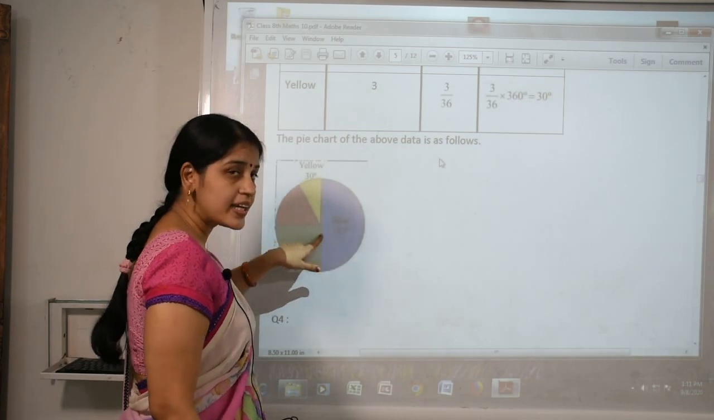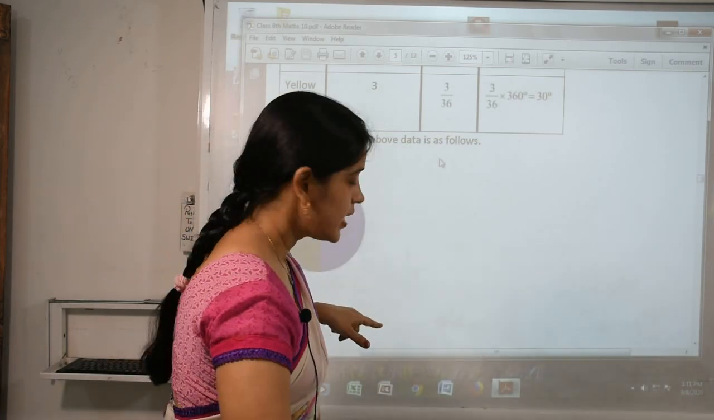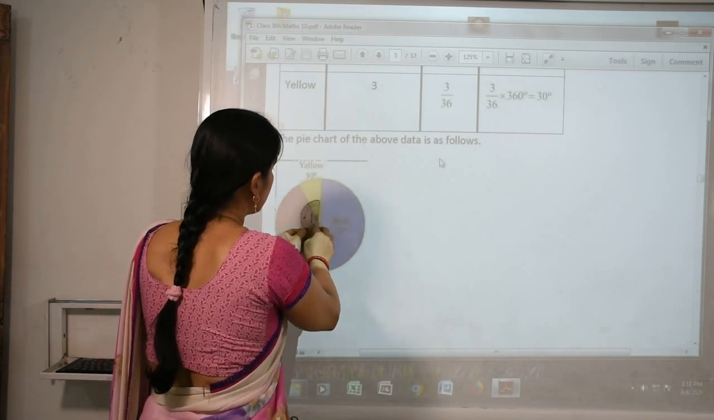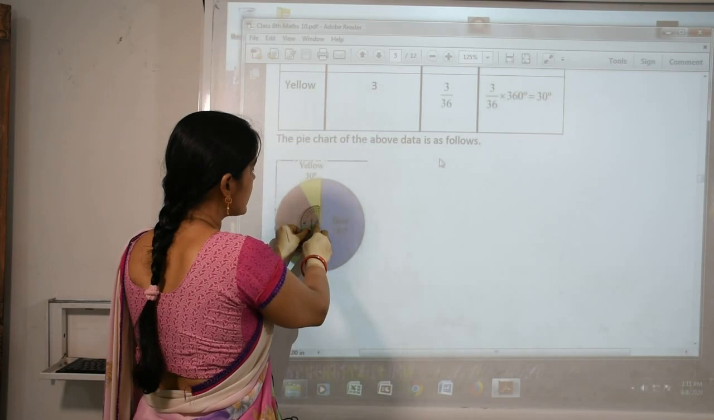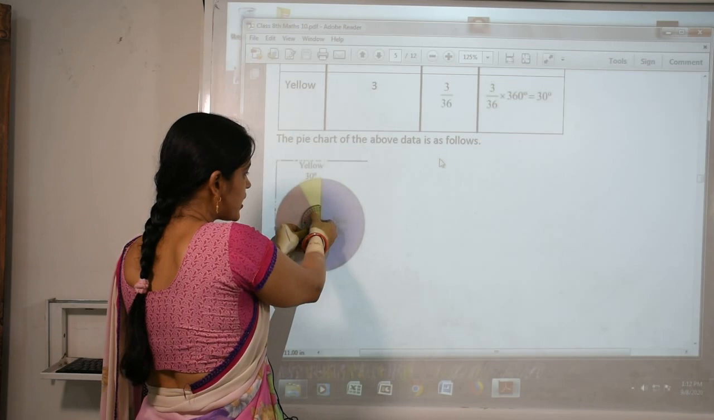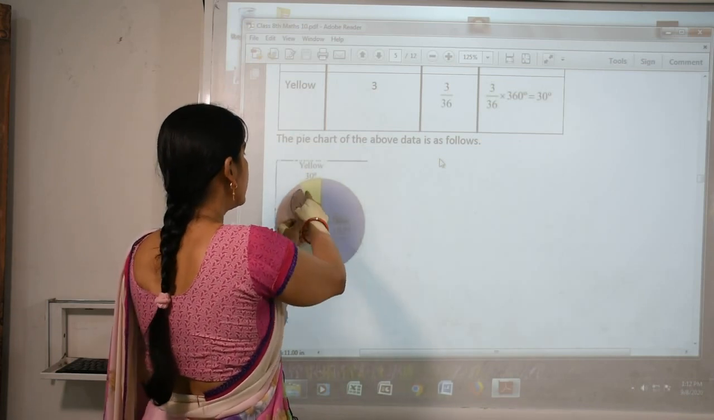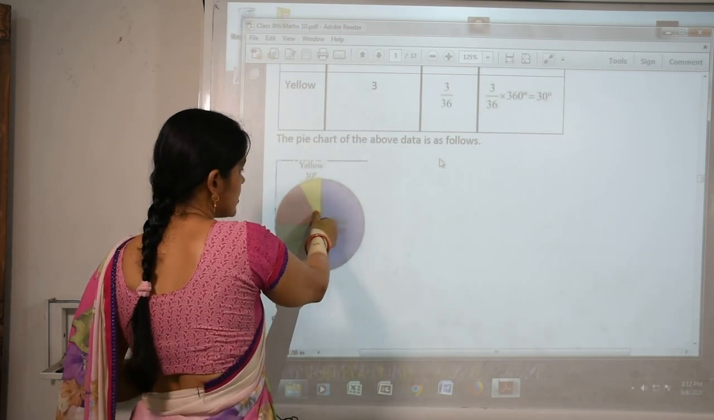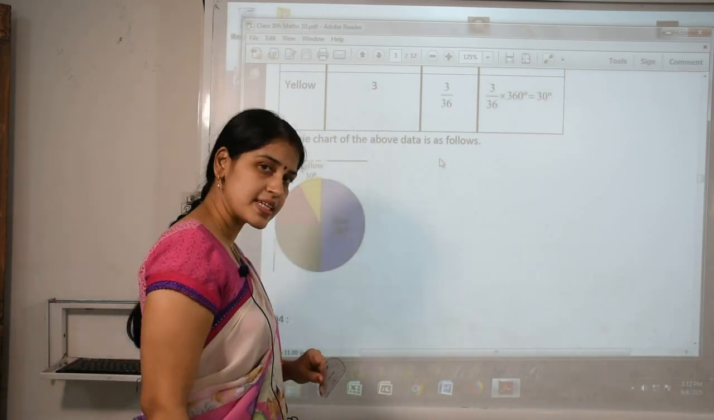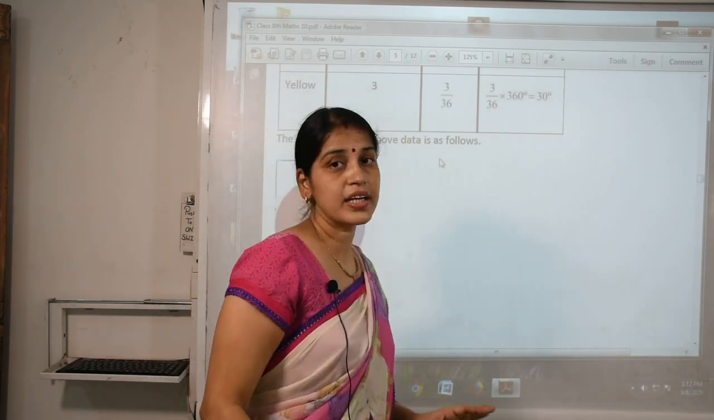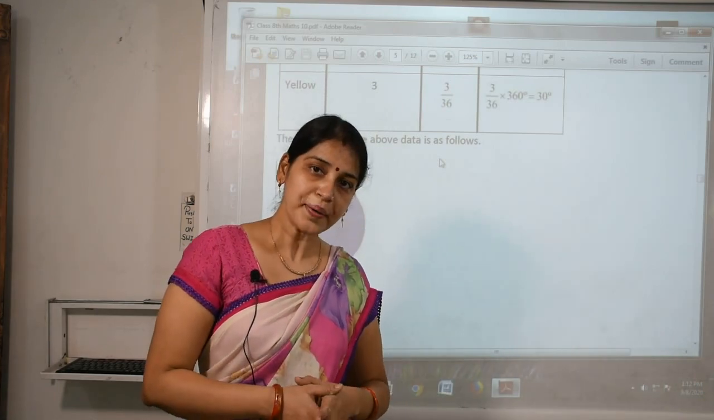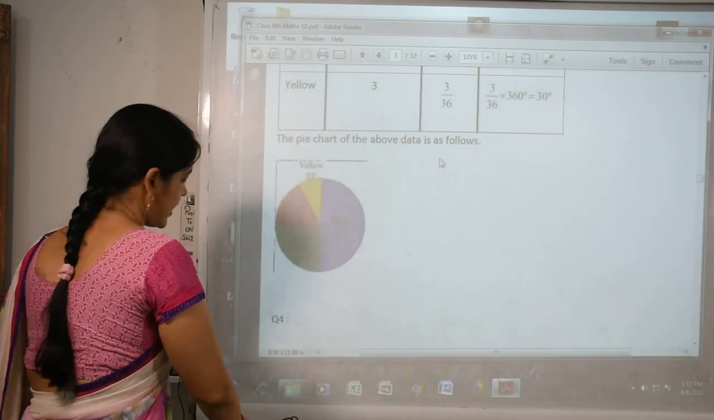So we make a 90 degree angle using the protector. Then keep the protector in this way, on the center of the circle, and mark 30 degrees. Make a dot at 30 degrees and draw a line. So this one part is 30 degrees and this one part is 60 degrees. So in this way we get all four angles. This is the method of how to draw a pie chart using central angles.